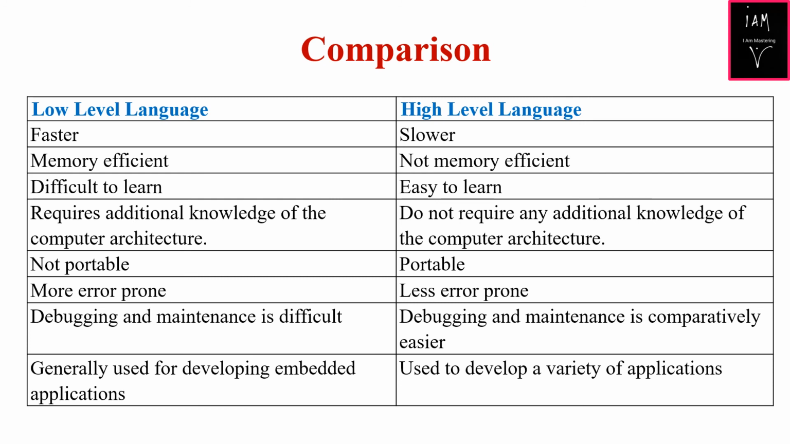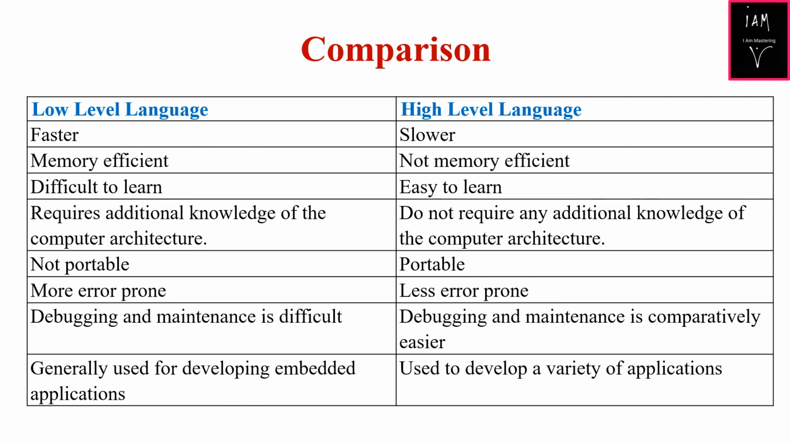Additional knowledge and experience is required to code in a low-level language. Low-level languages are machine dependent. They require prior knowledge of the particular architecture before one can actually write a program for that computer. High-level languages are machine independent. They do not require any prior knowledge of the computer architecture.